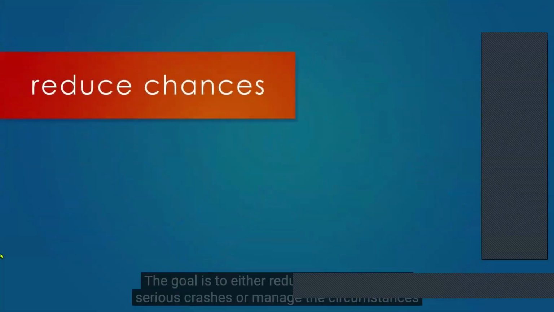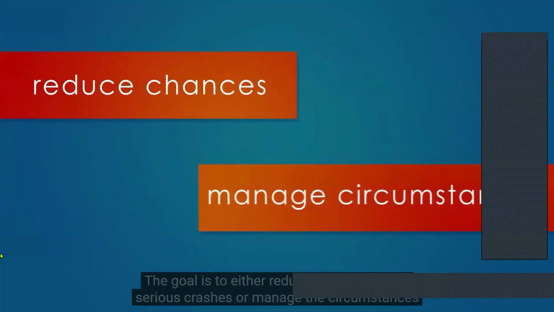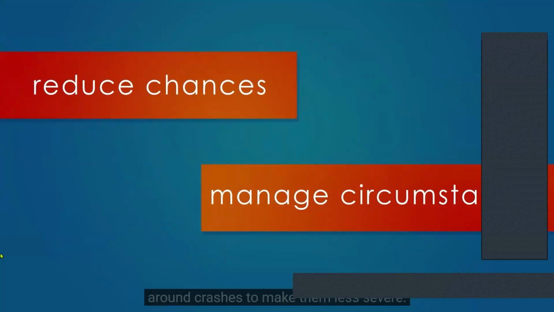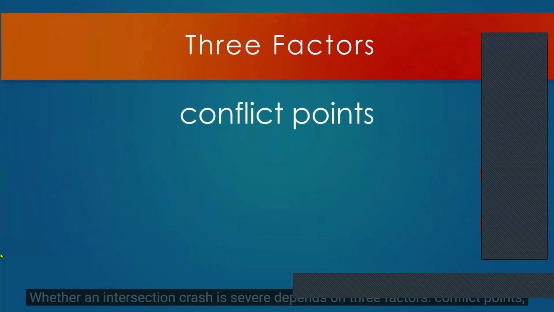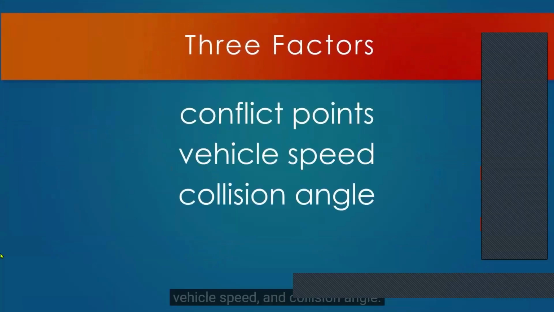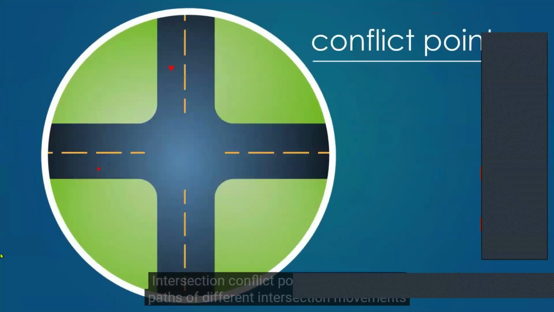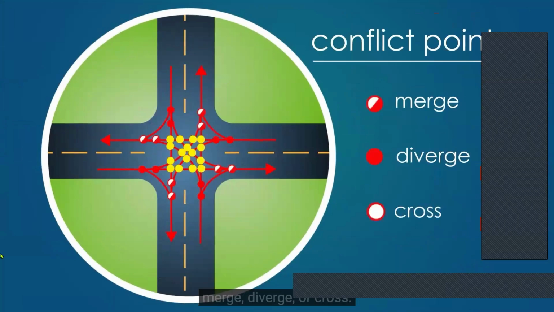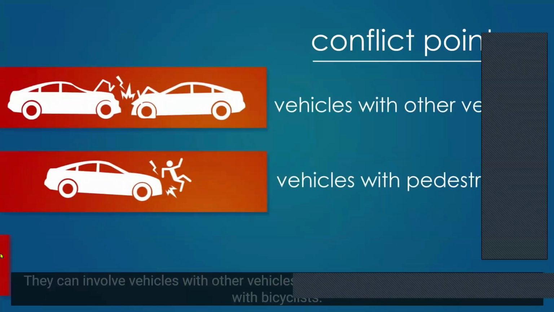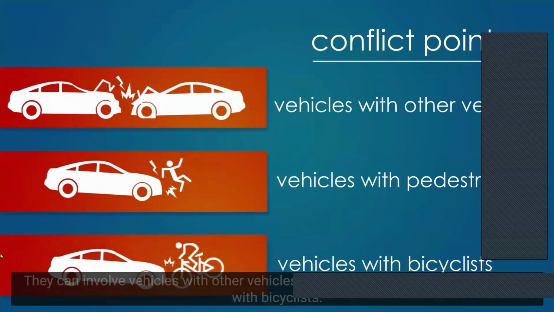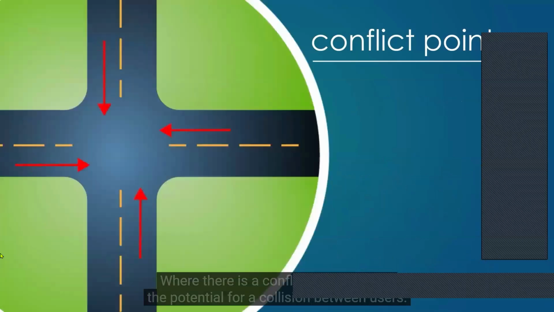The goal is to either reduce the chances for serious crashes or manage the circumstances around crashes to make them less severe. Whether an intersection crash is severe depends on three factors: conflict points, vehicle speed, and collision angle. Intersection conflict points are where the paths of different intersection movements merge, diverge, or cross. They can involve vehicles with other vehicles, vehicles with pedestrians, or vehicles with bicyclists. Where there is a conflict point, there is the potential for a collision between users.